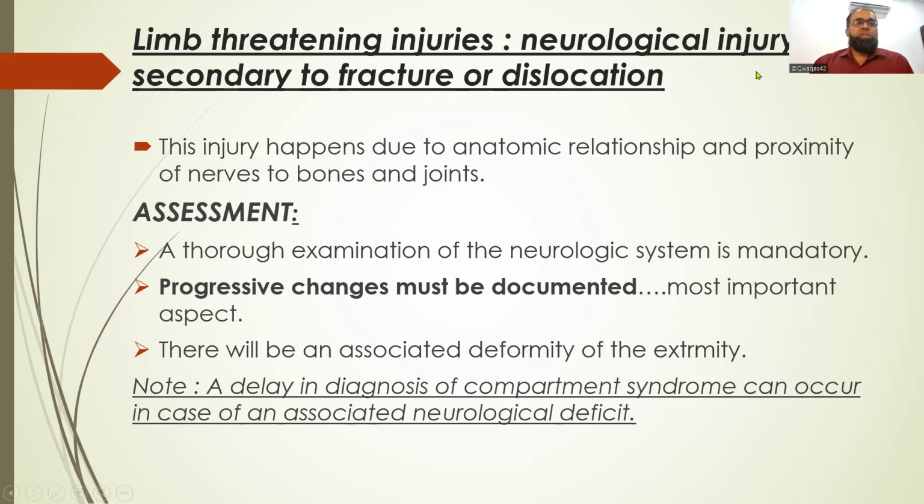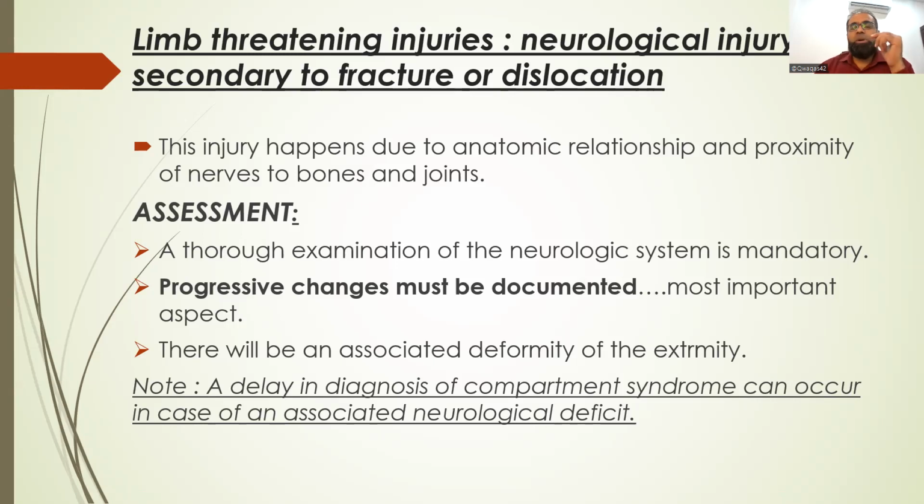Now, the neurological injuries that are secondary to fracture or dislocation. The nerves are closer to the bone at the level of the joint. So if you have a dislocation of the joint, you can have an associated nerve injury. So you have to check the neurovascular status of the patient. And if you find a nerve injury, then you have to assess it in a progressive manner to see whether the injury is recovering or not.